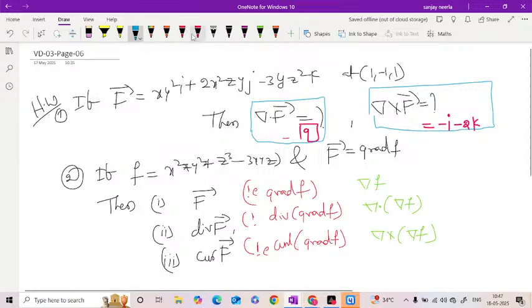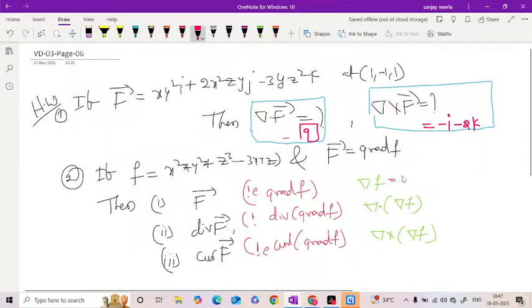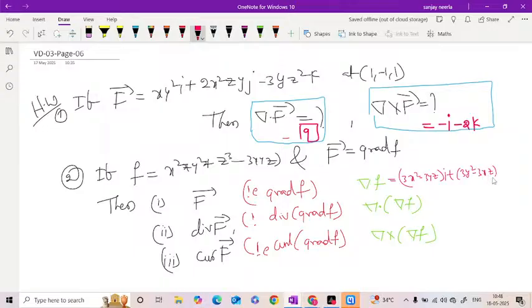The gradient of f, that means gradient f or del f, both have the same meaning. It is 3x square minus 3yz i plus 3y square minus 3xz j, just y missing, next one 3z square minus 3xy k. This is the del f.